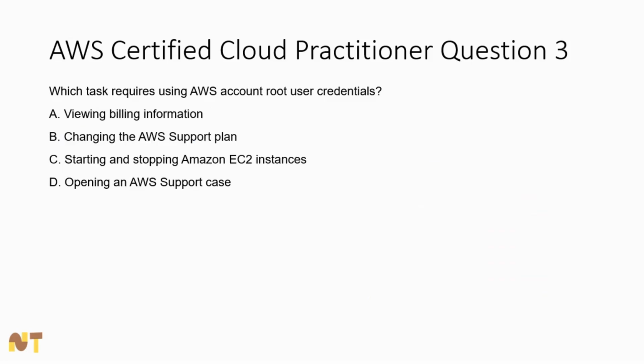Which task requires using AWS account root user credentials? Viewing billing information, changing the AWS support plan, starting and stopping Amazon EC2 instances, or opening an AWS support case. Meet the root user, the VIP of AWS accounts. These are the credentials using which you have created your AWS account. Hence, it has some superpowers using which you can do high-level and confidential tasks like updating support plan, updating your payment information, or even closing the AWS account.